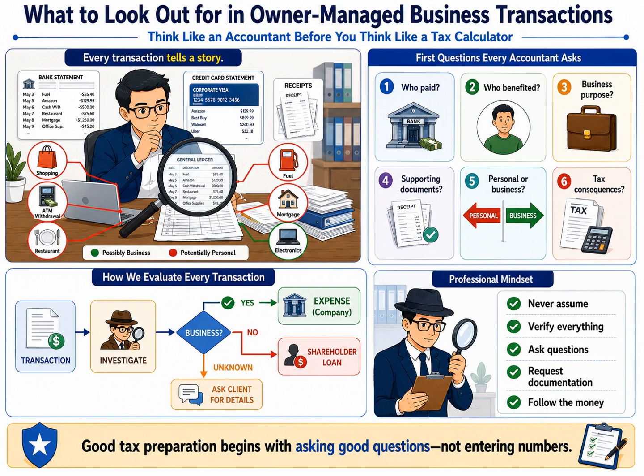This single question often determines whether an amount is deductible or should instead be treated as a shareholder loan or shareholder benefit. You should also determine whether there was a genuine business purpose for the transaction. A purchase may appear legitimate at first glance, but without a valid business reason, it may not qualify as a deductible expense. Supporting documentation is equally important.